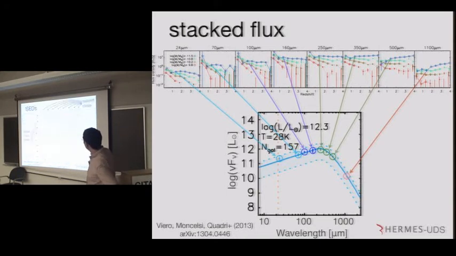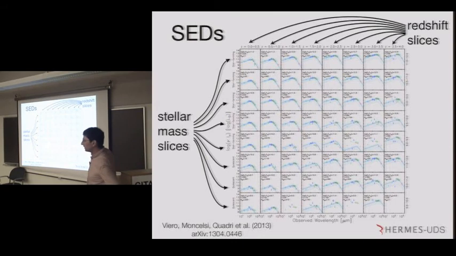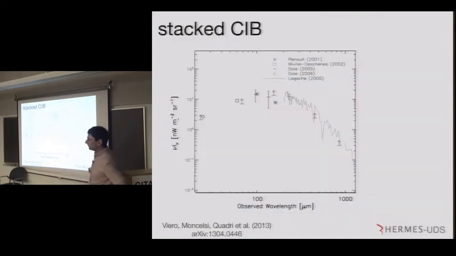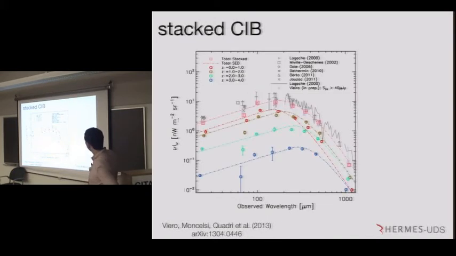And then I can do that for every single bin. So now for every stellar mass and redshift, I have a dust SED. The point of this paper was to ask the question: how much of the infrared background can I explain with optical galaxies? How much of the infrared background is coming from things that I already know to exist in the optical and the infrared? And it turned out that the answer was approximately 80%.